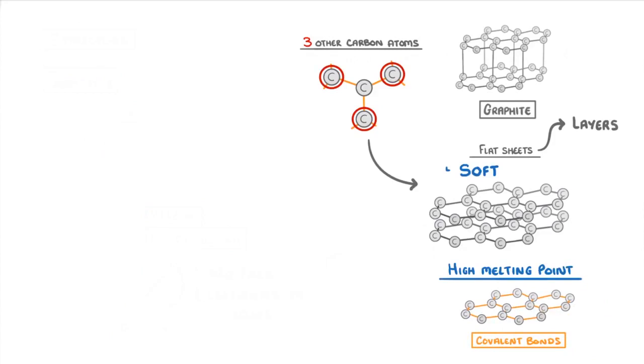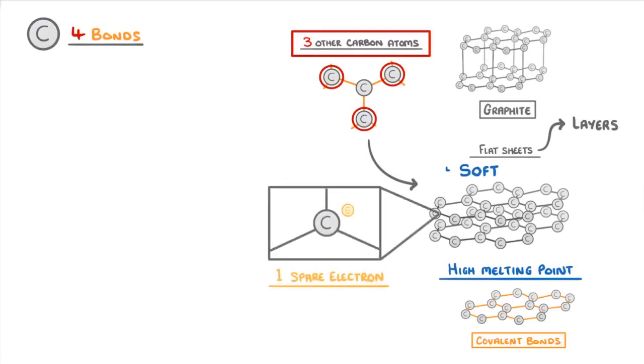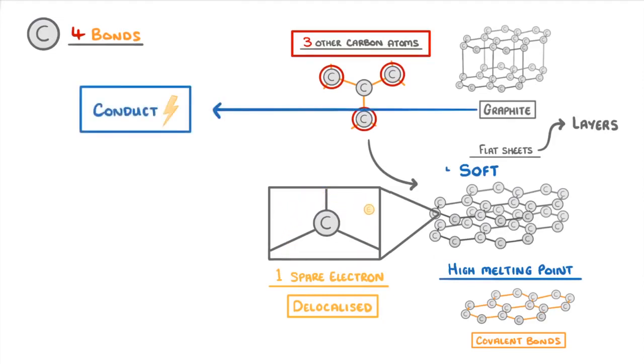Now, do you remember how earlier we said that carbon atoms can make 4 covalent bonds each, but in graphite they only make 3? Well, that means that each carbon atom in graphite has 1 spare electron that it's not using in bonding. Instead, this electron becomes delocalized, which basically means that it's free to move around. And all of these free electrons allow the graphite to conduct electricity and heat.